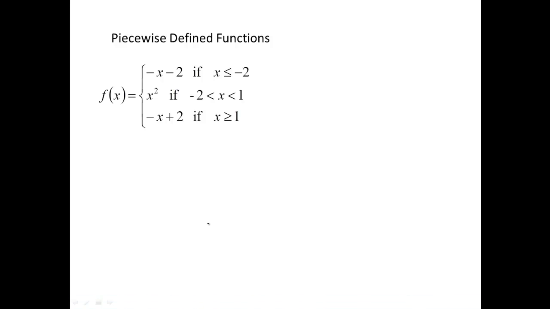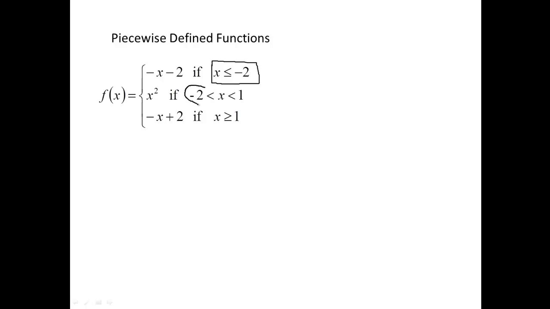Piecewise defined functions look like this, where we have y defined in different ways depending on what part of the domain we're working with. Like, for instance, in this one, y is minus x minus 2 if x is less than or equal to negative 2. So we would define y by finding the opposite of x and subtracting 2 from it for values of x that are less than or equal to negative 2.